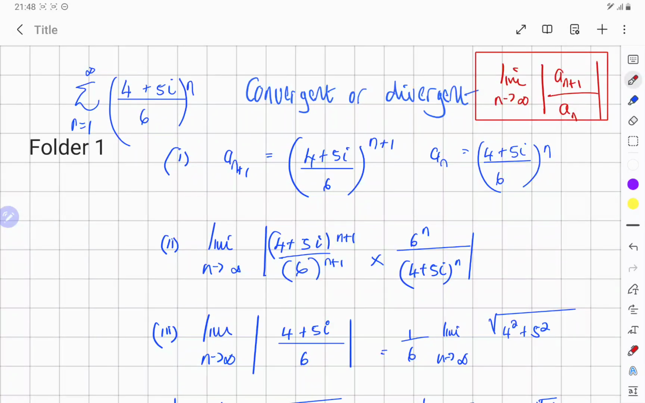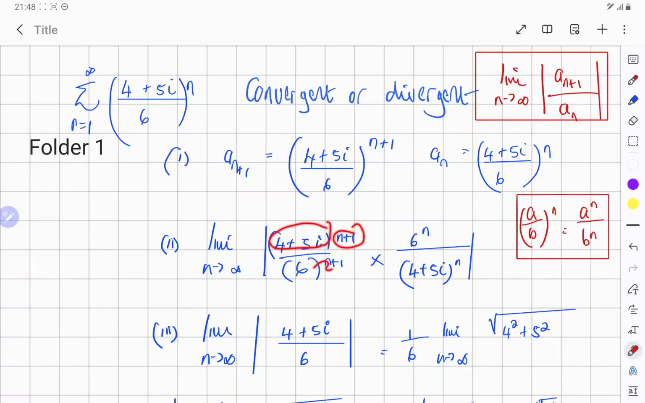So just from school, you know if you have a ratio to the power of n, you will say a to the n divided by b to the n, and hence what I've done here, I've done my numerator to the power of n plus 1, my denominator to the n plus 1. Here I did the same, and just recall what I've just said. If you divide by a fraction, you will tip and times.